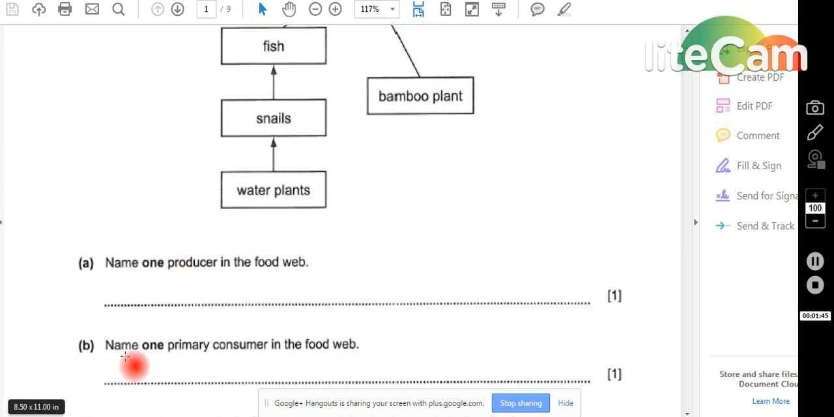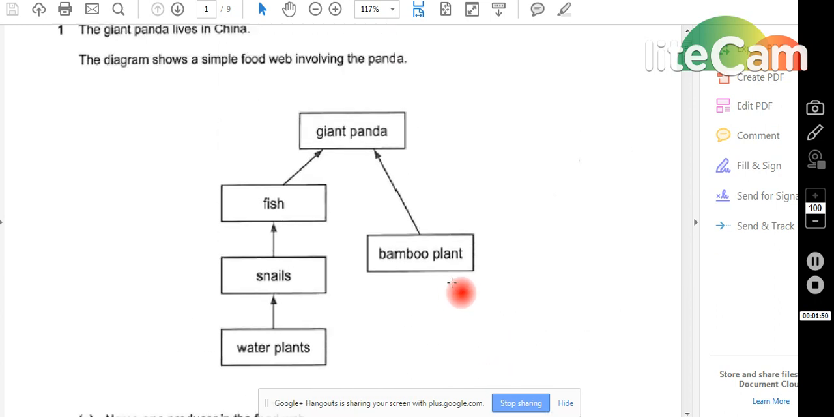The next one says name one primary consumer in this food web. What is a primary consumer? A primary consumer is the first consumer, the one that feeds on your producer. So in this example, it would be the snail or the giant panda. Well done. Your primary consumer feeds off the producer. A secondary consumer would be feeding off a primary consumer. Okay, well done.